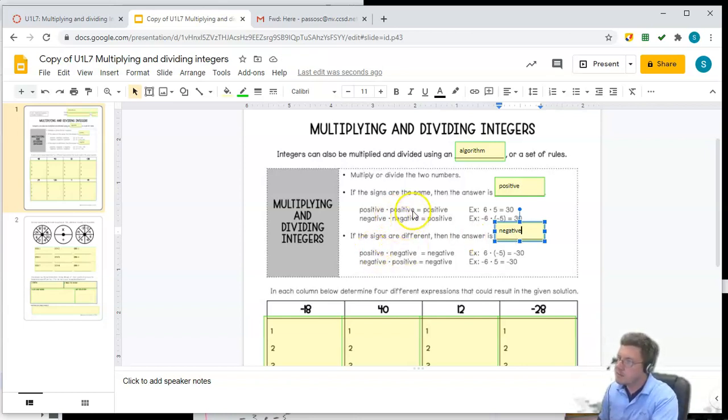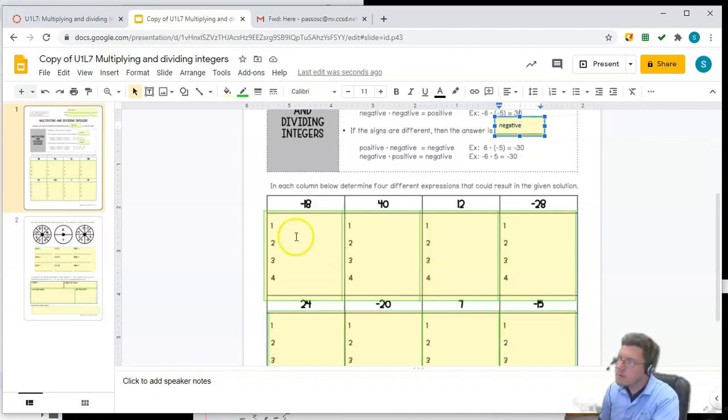So a positive times a positive is a positive. A negative times a negative is also a positive, but a positive times a negative is negative, and a negative times a positive is negative. All right.